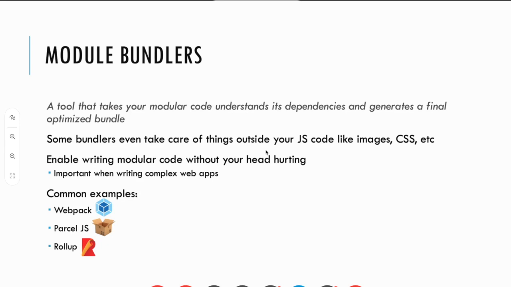Now, some bundlers also take care of things outside your JS code. So if you think about a practical web app, it's not just about JavaScript, right? You have images, fonts, CSS, etc. So some bundlers, in fact, when you use these fonts or CSS or images in your code, they also make note of that and make sure that the final package also contains these static image and font dependencies as well. So overall, this enables you to write much more modular code for as complex an application as you have without your head hurting. Some of the common examples of module bundlers today are Webpack, Parcel.js, and Rollup.